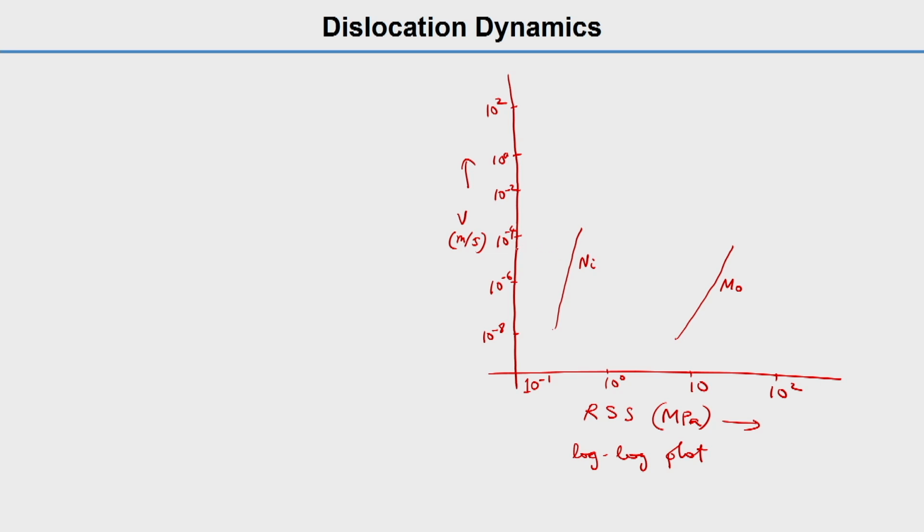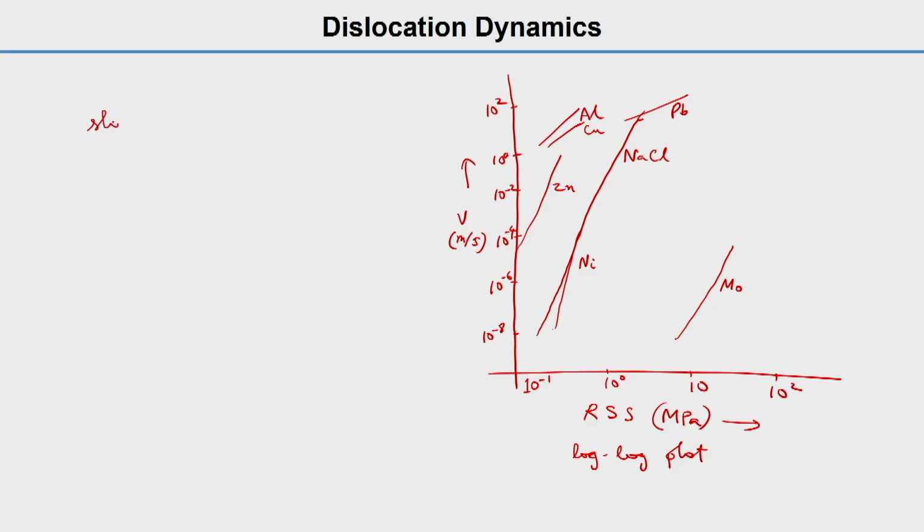And then zinc will be something like this. Sodium chloride will be like this, NaCl will look something like this. Then lead, Pb, will be something like this, and then aluminum comes here. Even copper is also somewhere close. So these are the plots that show the dislocation velocity depends on the resolved shear stress.